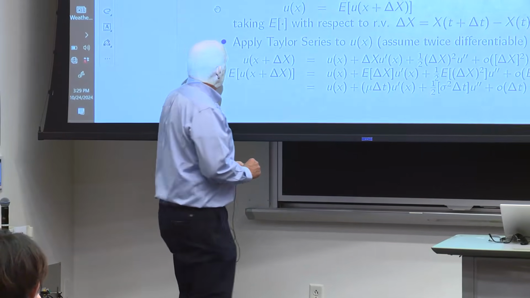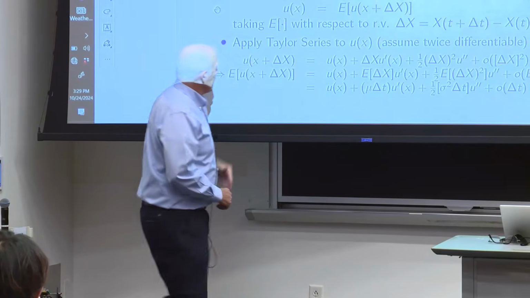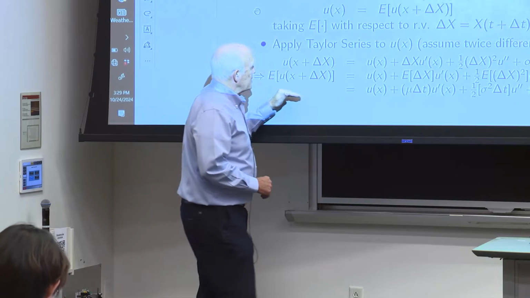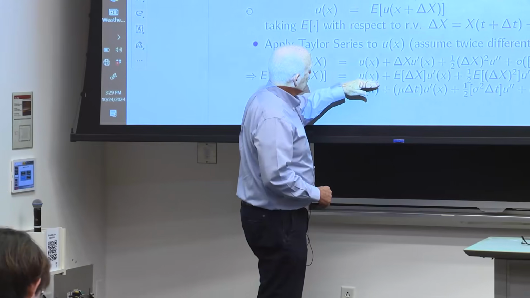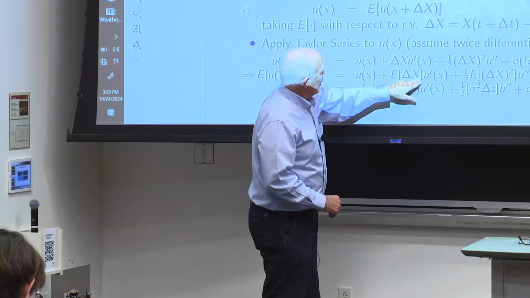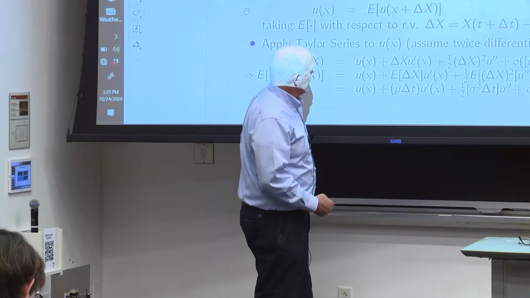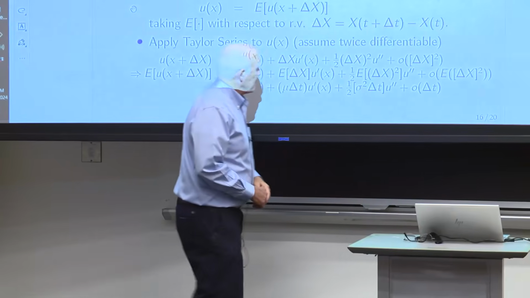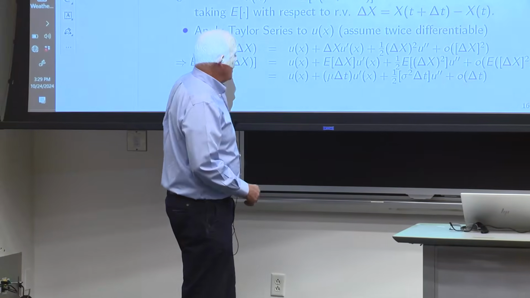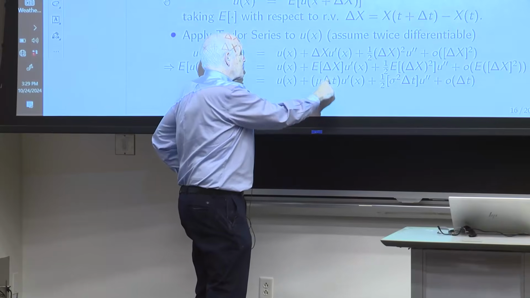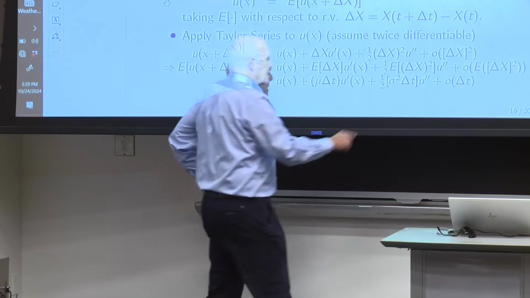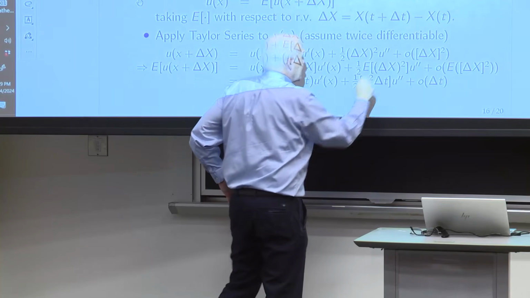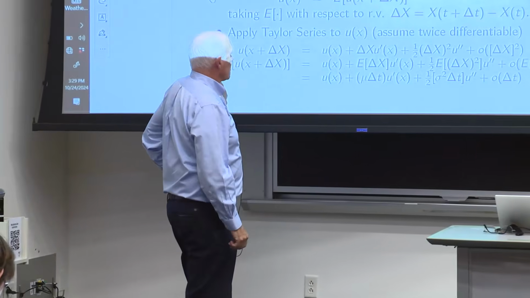And so if we take an expectation of that first Taylor series on both sides, well, the u of x is a constant, and then we have u prime of x, a constant, times the expected value of delta x, and then plus a half the expected value of delta x squared times u double prime. And we have mu delta t is the expectation of delta x, sigma squared delta t plus little o of delta t is the expectation of delta x squared.